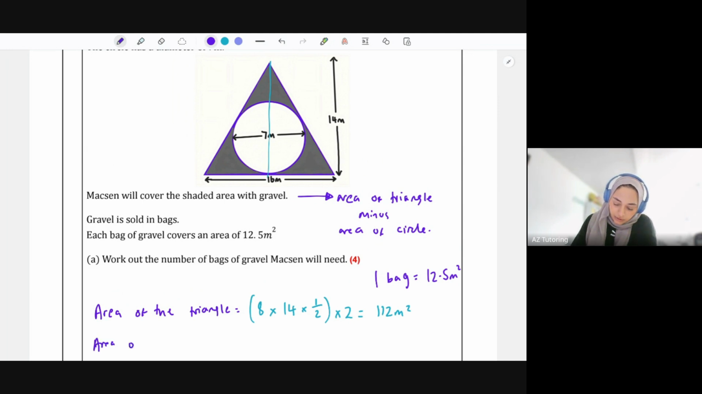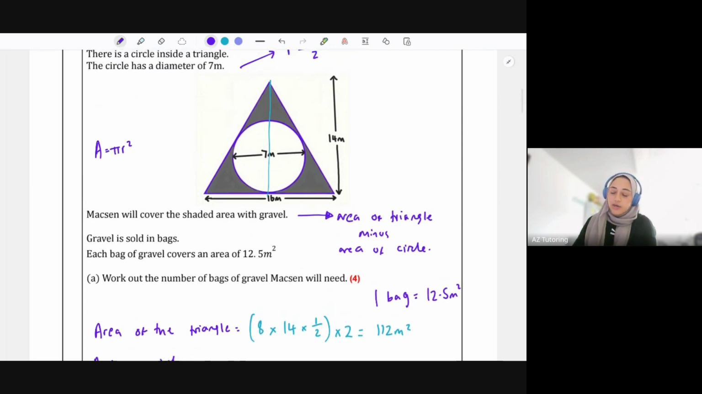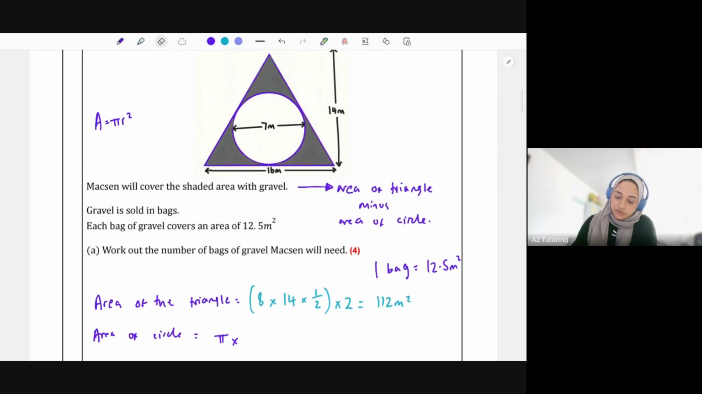How do we work out the area of the circle? It's just pi r squared. So it's probably worth writing that down for the examiner so they see that you understand how to get that. So pi times r. We know the diameter is 7, so half of the diameter is the radius, so half of 7. So pi times 7 divided by 2, squared.